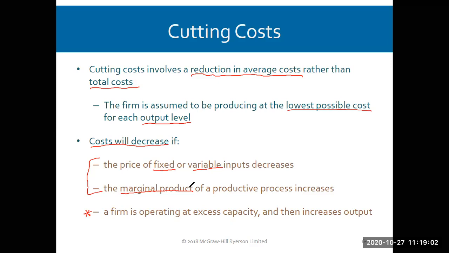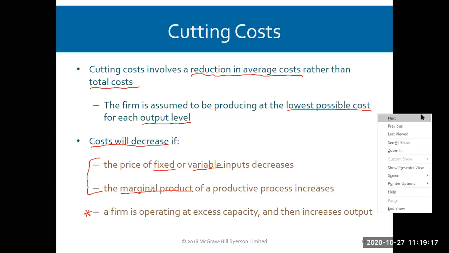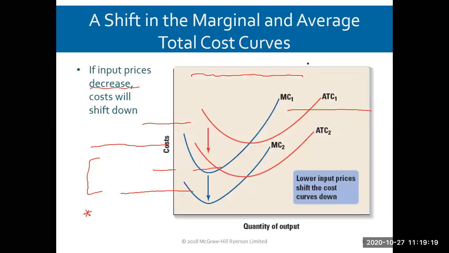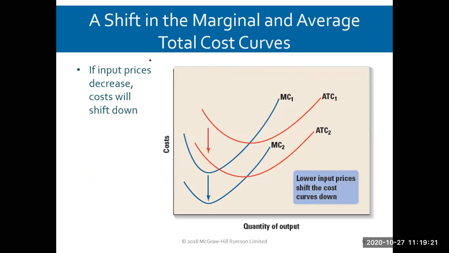So the average cost of producing those picnic tables has dropped, because I'm using the same number of people, only I'm producing more picnic tables. So both of those things will lead to a lowering of the average costs. And that's what we're trying to show. There's our average costs. And if you look at MC1 and ATC1, that's where we start.